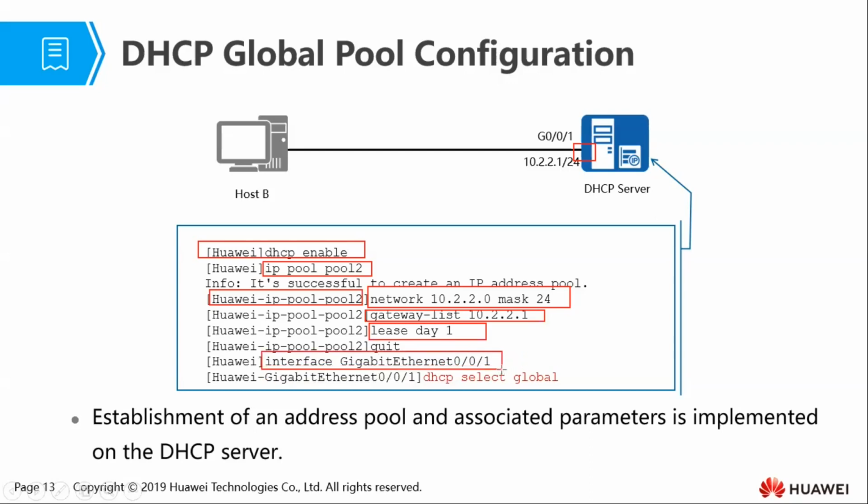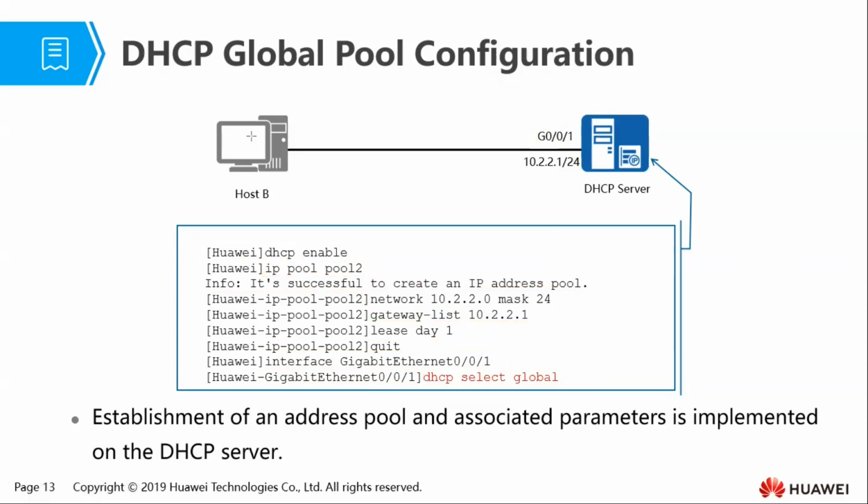Then after that, you can go now to a particular interface, and this time you use the command DHCP select global. So this interface GE0/0/1 is going to assign addresses from the global pool. From the global pool. So I hope that is clear. Is that clear, ladies and gentlemen?